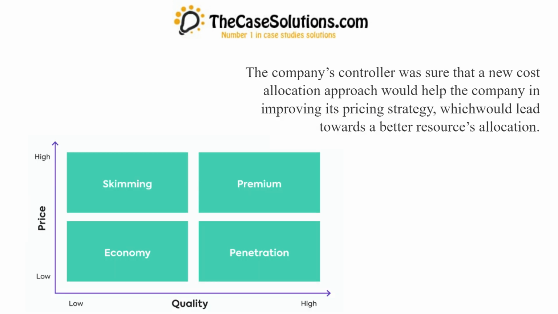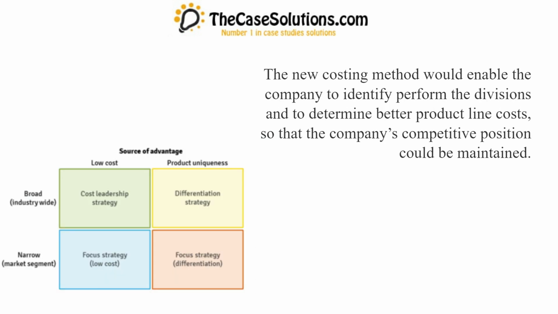The company's controller was sure that a new cost allocation approach would help the company in improving its pricing strategy, which would lead towards a better resources allocation. The new costing method would enable the company to perform the divisions and to determine better product line costs, so that the company's competitive position could be maintained.